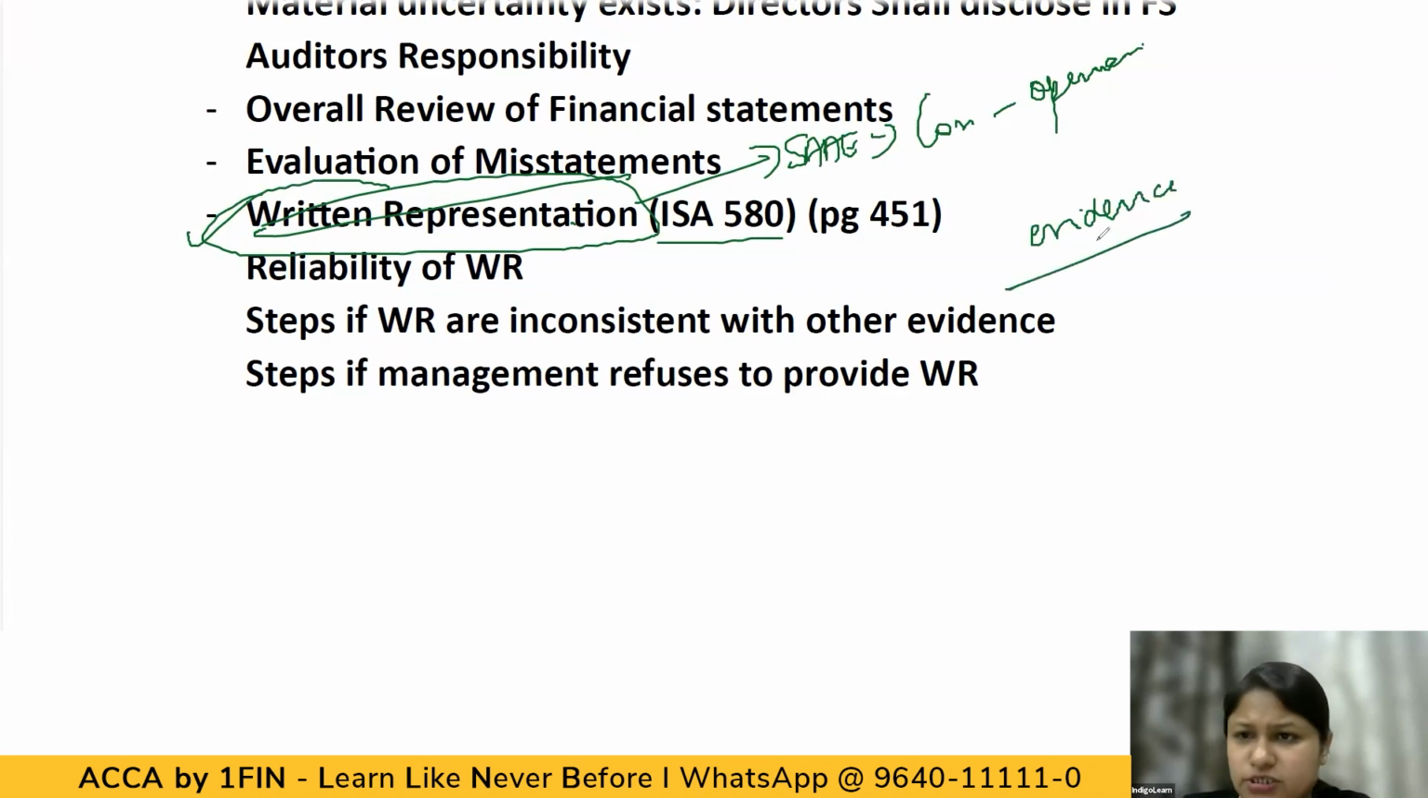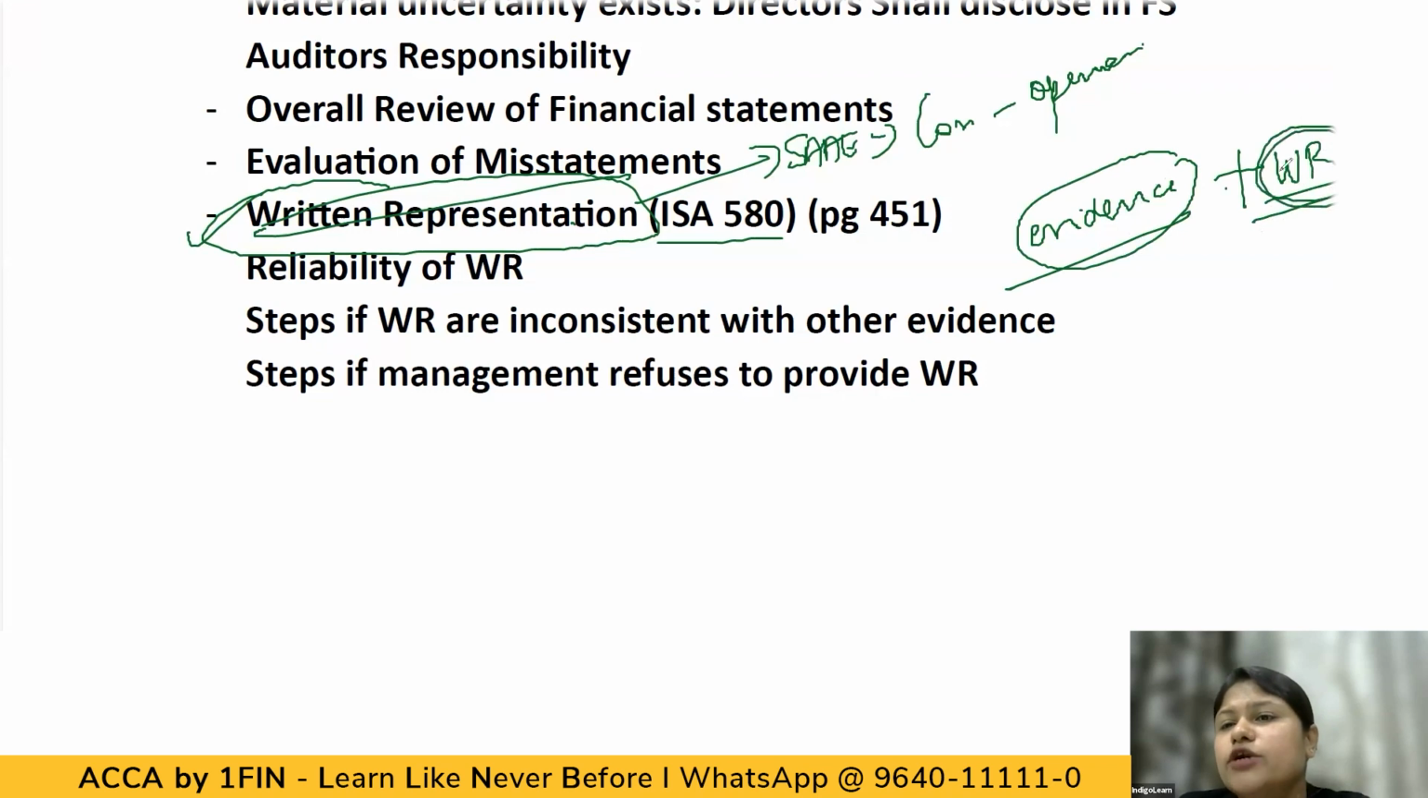You have so many procedures available with you. You have to obtain one of the audit evidences, but to be double sure or to reconfirm, you can also take written representation on that particular matter. This is only a supporting audit evidence.